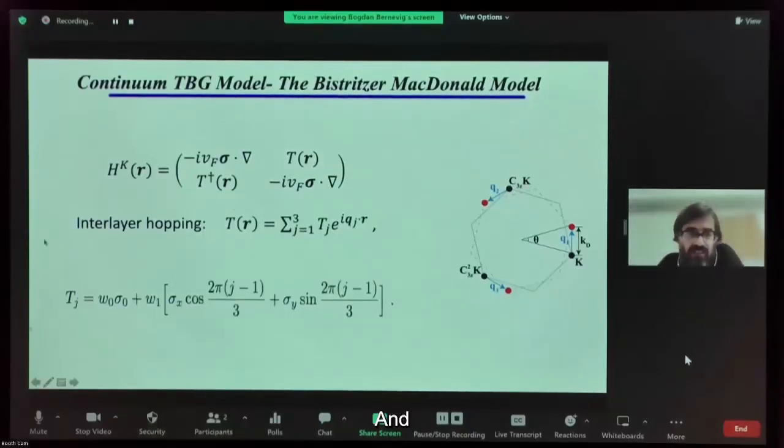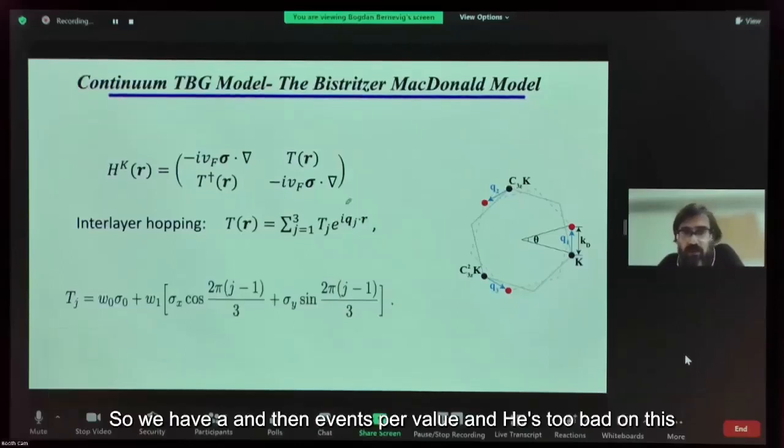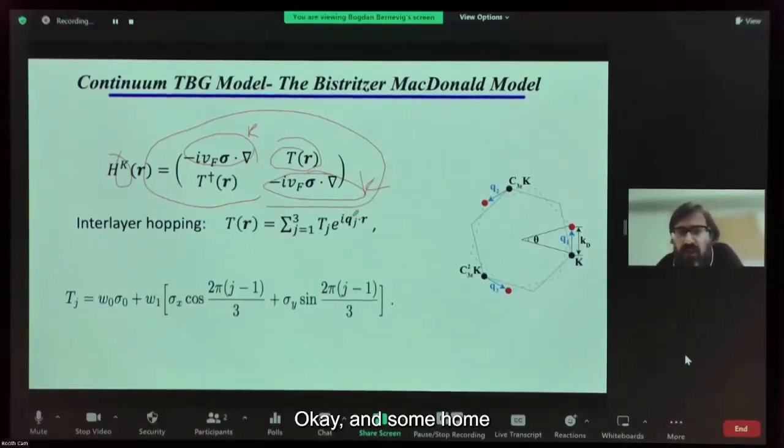And these two bands are described by this Hamiltonian, which is the Dirac node of the upper layer at valley K, the Dirac node of the lower layer at valley K, and some hopping in between the layers that couples them. This hopping is at the moiré wavelength, the large moiré wavelength. And this hopping has what's called an A coupling.